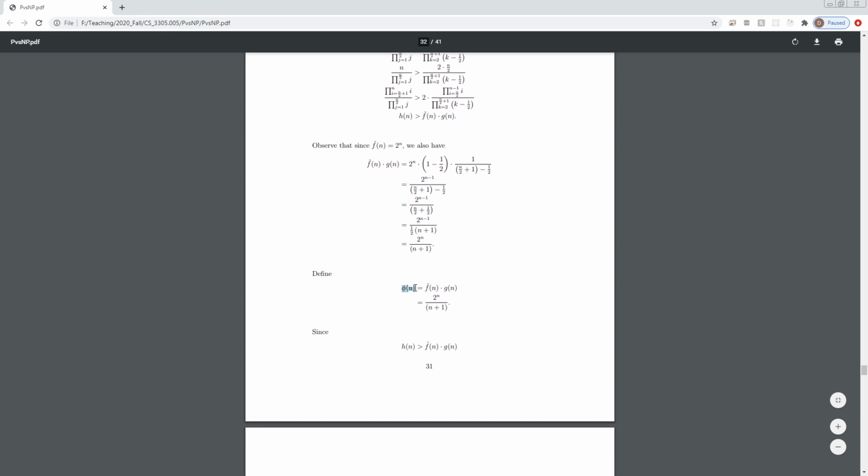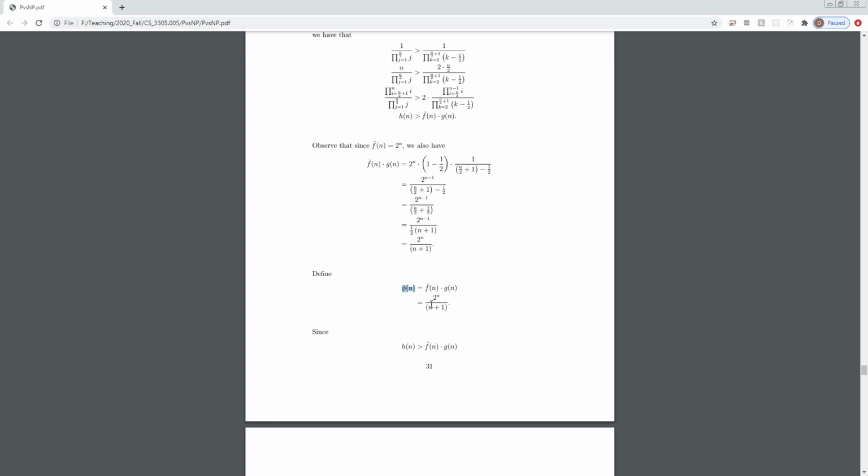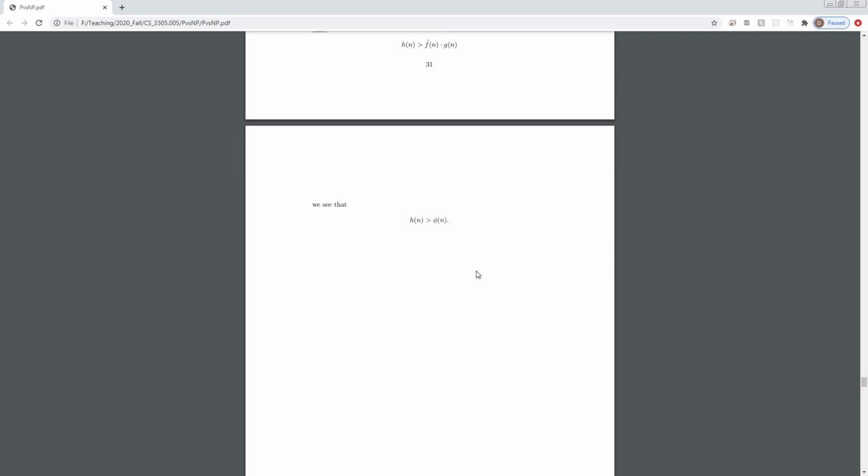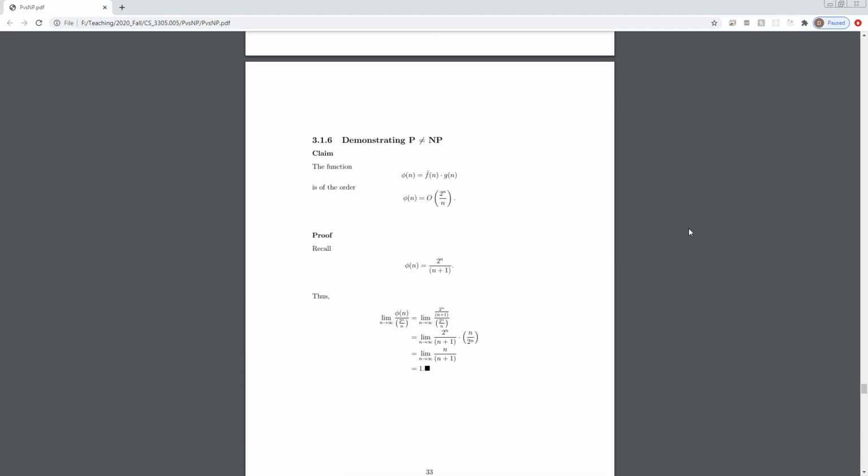So we'll call this phi of n. It represents our lower bound for an optimal algorithm in a worst case scenario. And that is 2 to the n over n plus 1. Okay, well, we have this relationship, and we can see that h of n is greater than phi of n because of that. And so that essentially demonstrates it.